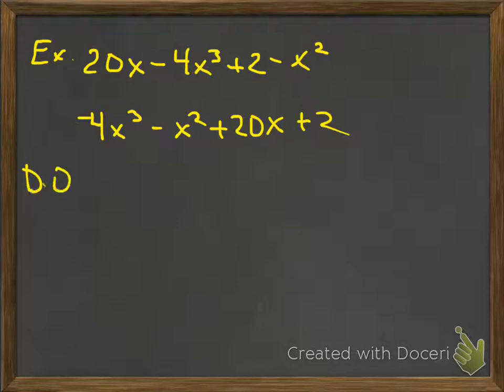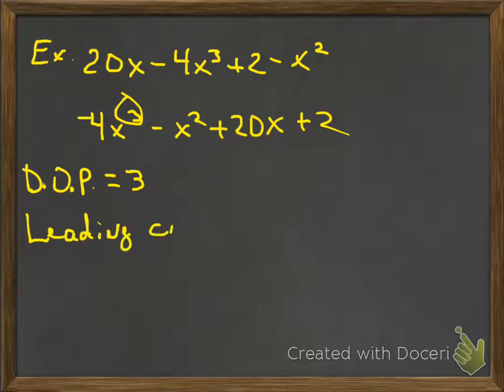Now, that means the degree of this whole polynomial is 3, because when you put it in standard form, you can easily find it. The degree would be the one that's right there in the front. And also we create what is called a leading coefficient. That would be the coefficient that is in the very front. So when you put it in standard form, the coefficient that is in the very front becomes your leading coefficient. And in this case, that is negative 4.